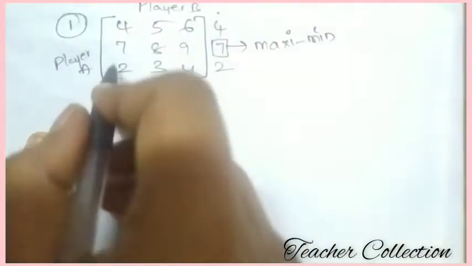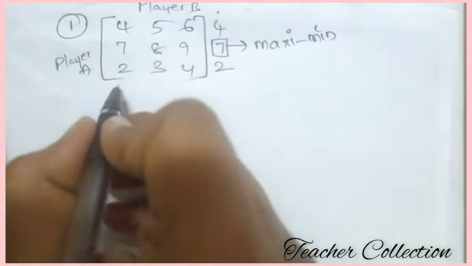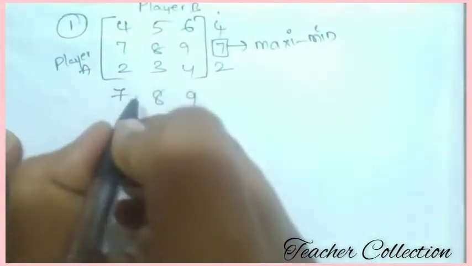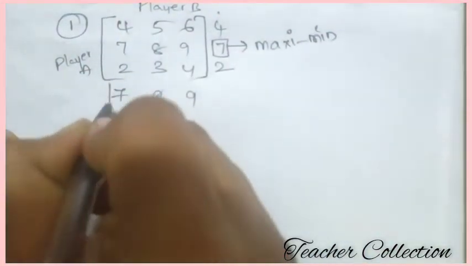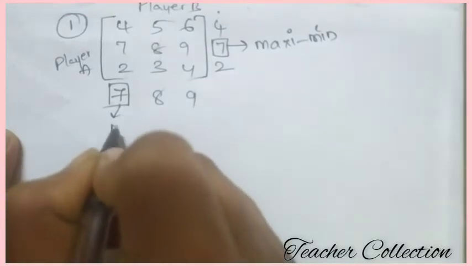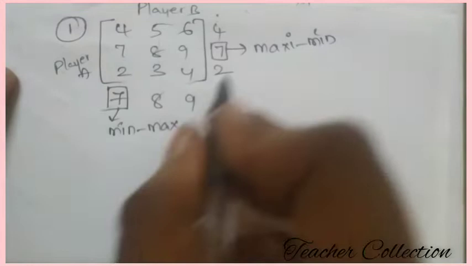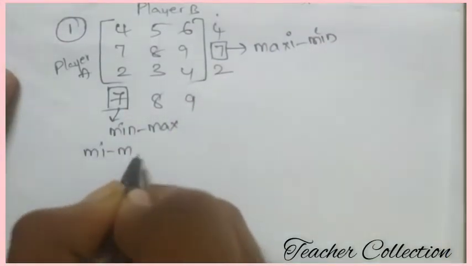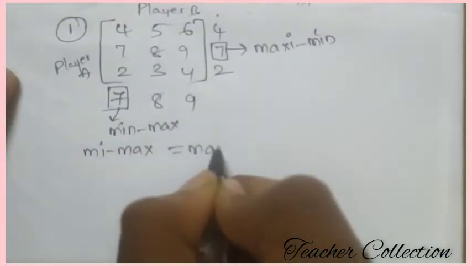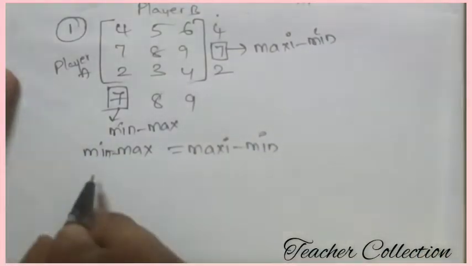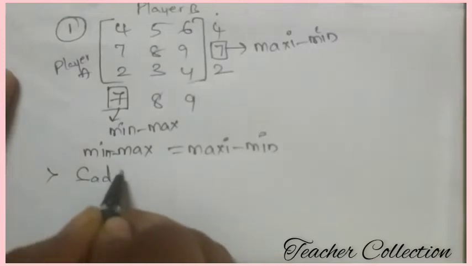Okay, next from the columns, which one is maximum here? 7. Here 8, here 9. These are the maximum values from the columns, and among these which one is minimum? This 7 is the minimum, so we get minimax as 7. Okay, here we got minimax and maximin both the same. So this problem has a saddle point.